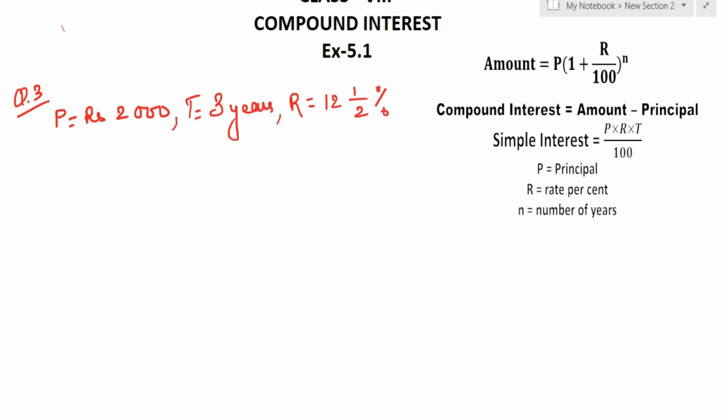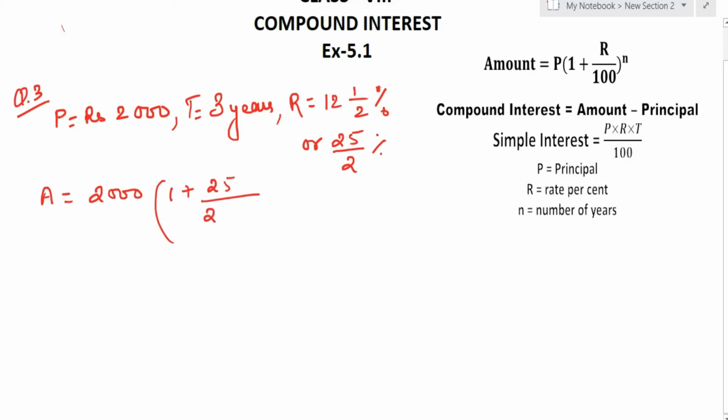Here it is given that the principal is rupees 2000, the time is given as 3 years, and the rate is 12 1/2%, which you can also write as 25 by 2%. The question is asking you to find out the amount. Again, you know that the formula of amount is principal into 1 plus rate by 100, whole to the power n. Now, you know that 25 ones are 25, 25 fours are 100. So let's go ahead then.